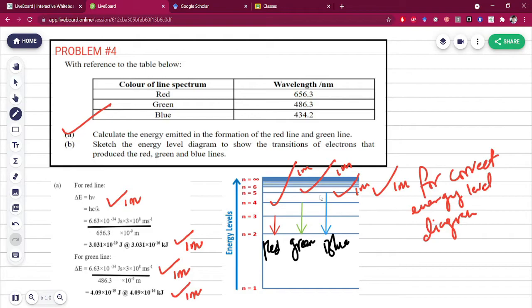Now the question is, how do I know that the red line will be 3 to 2, the green line 4 to 2, and the blue line 5 to 2? So how do you do that? Do you memorize this? No, you don't have to. What I'm going to do is show you one example of how I get the transition for the red line.